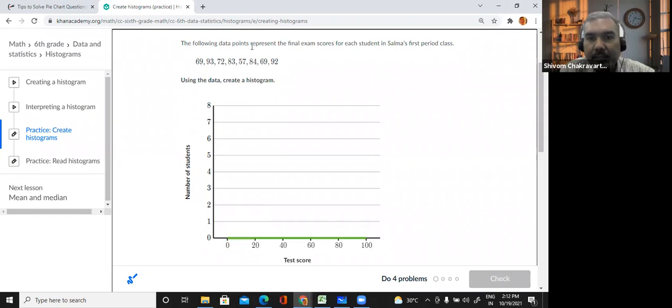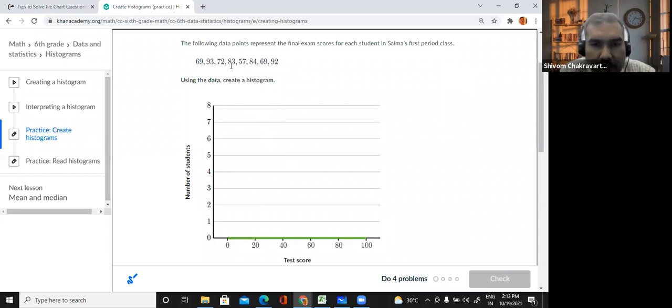So, the data points represent the final exam scores for each student in Sarma's first period class. So how many students are there? 8 students are there, and we will be representing the scores here. So between 60 to 80, how many students are there?